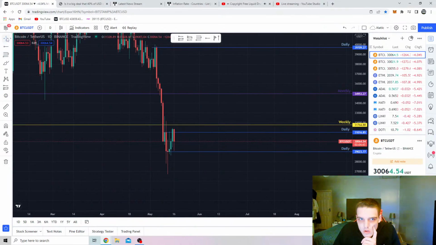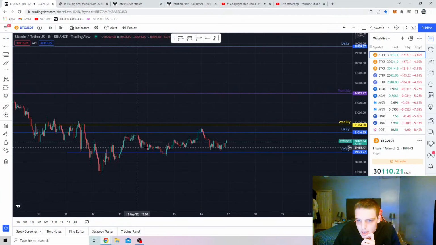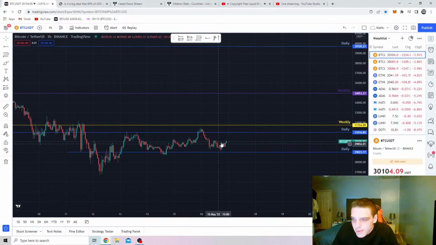Okay, so what happened over the past 24 hours, essentially, we've been ranging. As you can see, we came up to the daily level. This daily level at the top formed a new daily, so it would essentially be up here, and then we come back down.